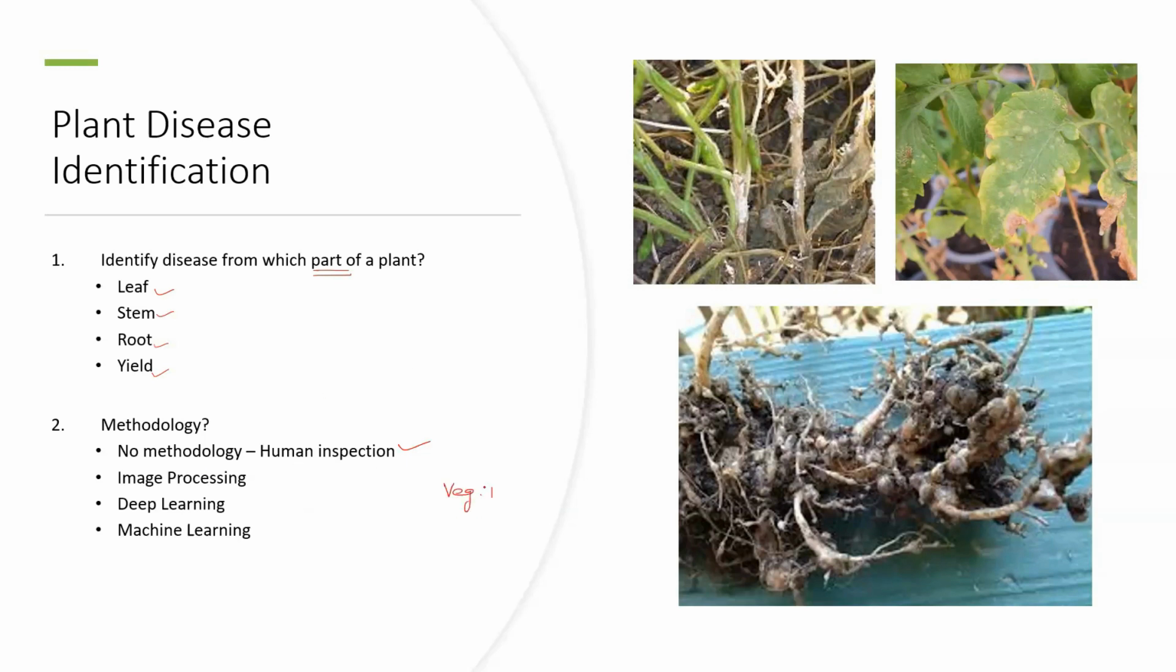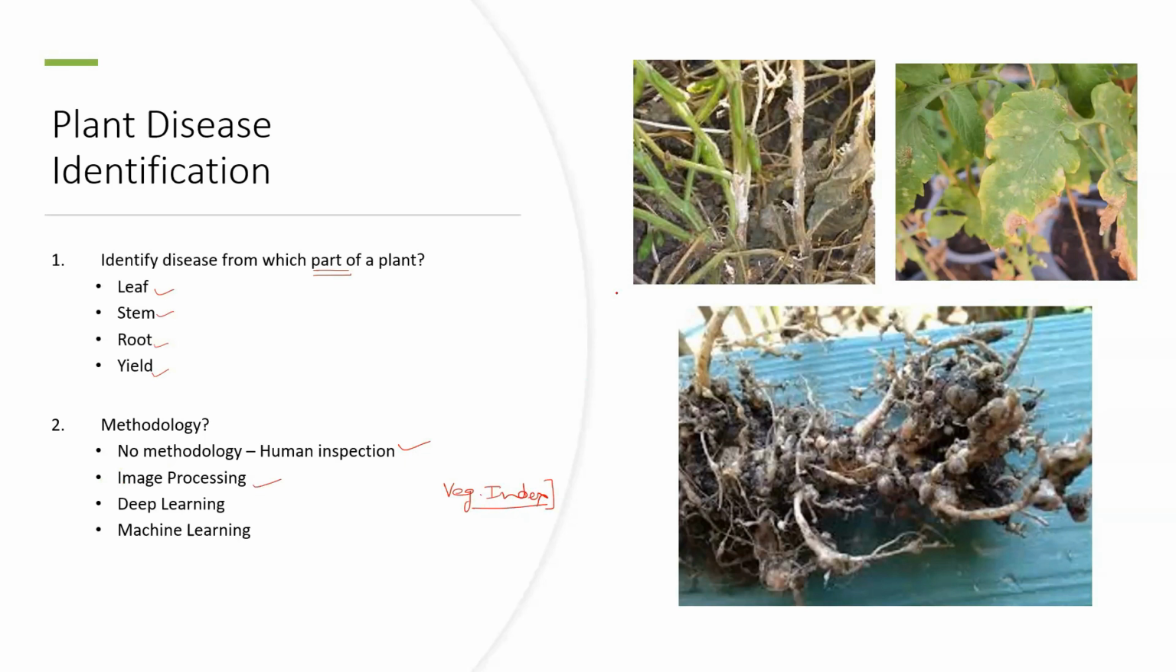Okay, I will discuss later how you can identify infected areas with the help of vegetation indexes. The second important technique is image processing. We have traditional image processing techniques. You can apply pre-processing, extract the features, and then do classification.